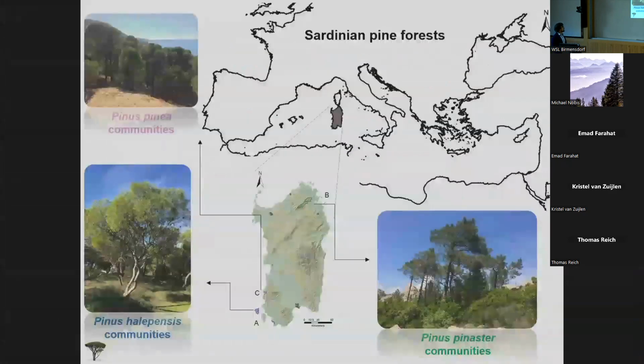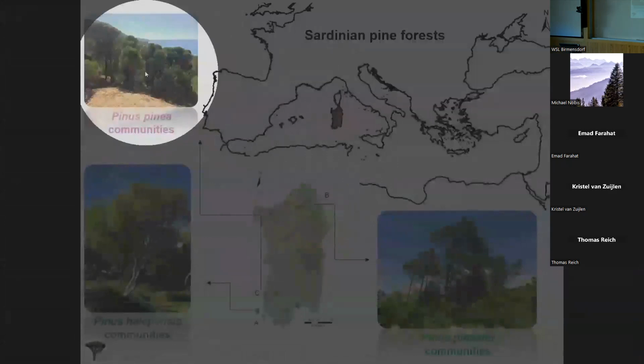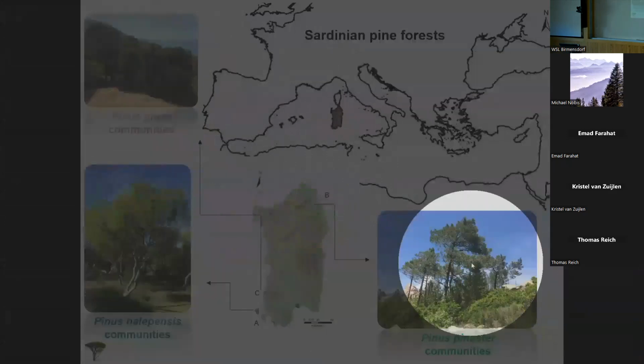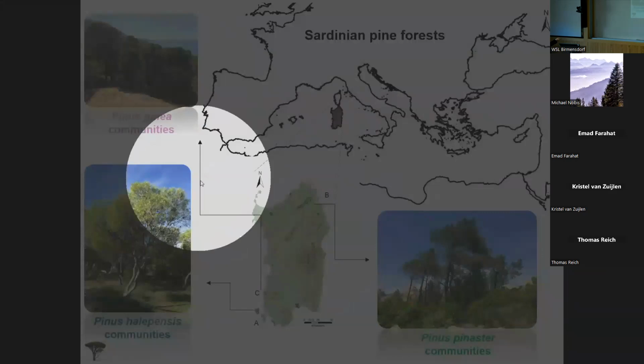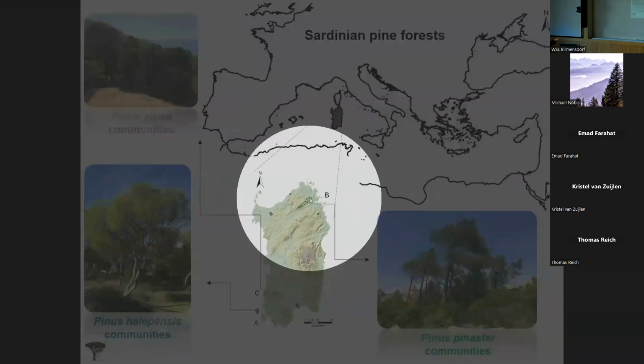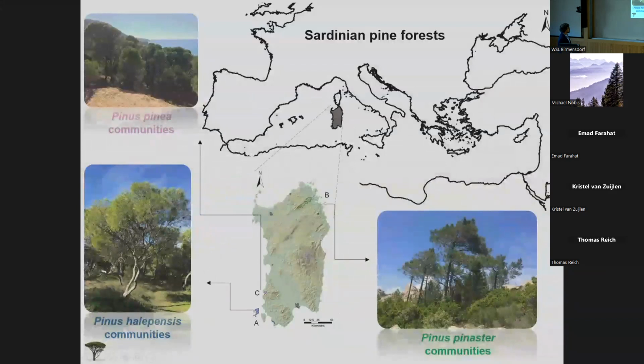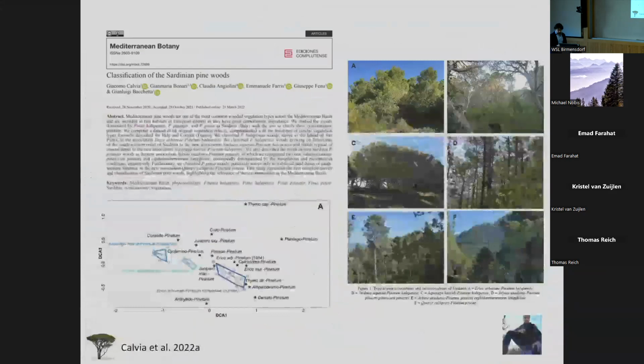So we used as a study case Sardinia here, where the three species occur: Pinus pinea forest, again Pinus halepensis, and Pinus pinaster forest, with actually very little distribution. So this is Pinus pinaster only occurring here. This is Pinus pinea only here, and this is Pinus halepensis. So they are not very widespread, but they work exemplarily for what we were interested in.